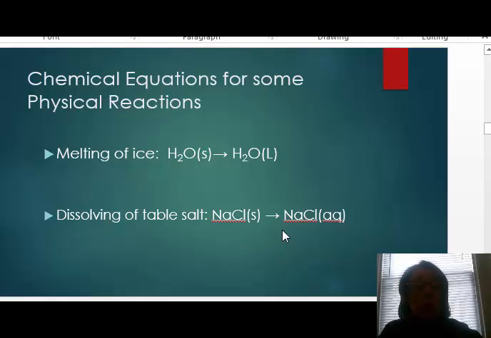Notice that the chemical formula is the same on both sides of the arrow, NaCl, but the phase on each side is different. S for solid on the left-hand side, and AQ, which stands for aqueous or dissolved in water, on the right. Dissolving is a physical reaction since no new chemical is formed.